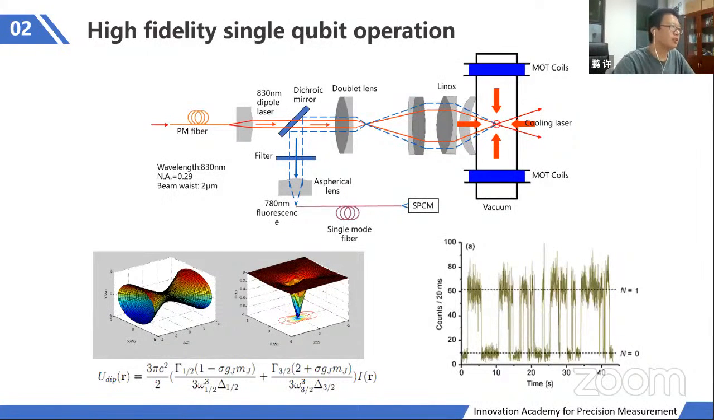We can see from the fluorescence collected from this dipole trap, there are clearly 2 stages. With the lower one, there's no atom, and with the higher one, there's 1 atom in the trap. So we do our experiment when we see there's 1 atom in the trap.